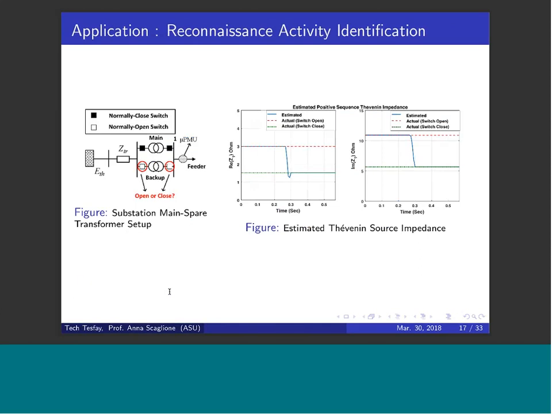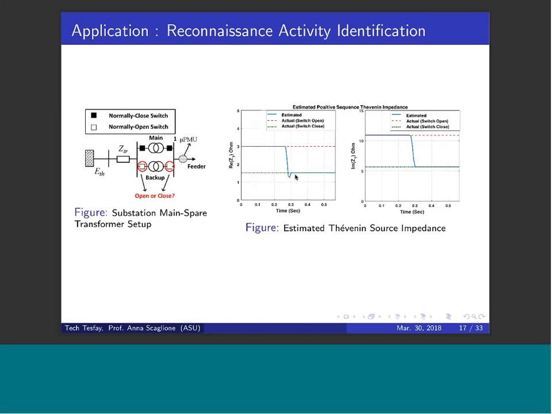And we did this to apply it for a reconnaissance activity. So what we see here is, again, we assume there is a main transformer which is always connected, and the backup transformer where the switches are normally open. So if we follow the Thevenin impedance when the backup transformer is open, it will be the one on the red line, whereas when we have the closed switch for the backup transformer, then the Thevenin impedance will be half of what we would observe.